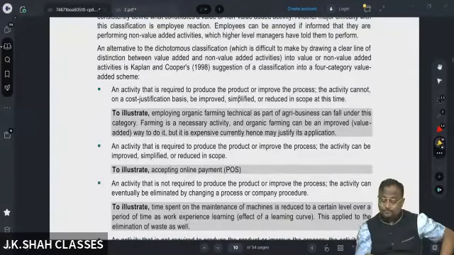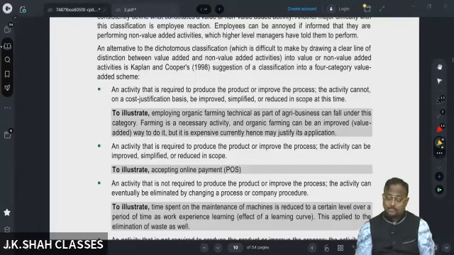Look at their examples. Employing organic farming techniques as a part of agribusiness can fall under this category. Farming is a necessary activity and organic farming can be an improved way of doing it. It is expensive currently, hence must justify its application.